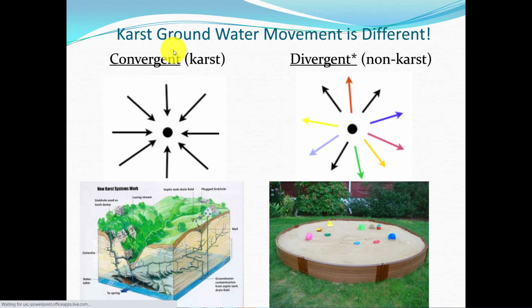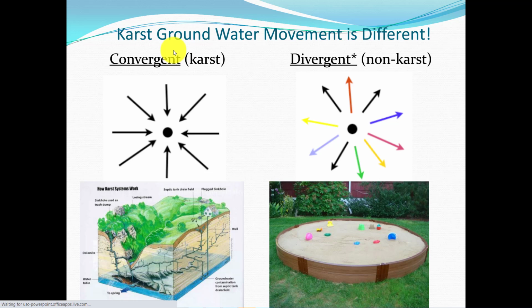So on the left, you have a convergent system, which is karst. Let's take a look at the right first. I think this one is the most intuitive. A divergent system. If you pour water out on your yard or in a sandbox, or in most types of geology around the world, that water is going to diverge. It's going to go away from a central point. That's what happens in a non-karst environment. Think of sand or sandstone, a typical rock type like that. But if you look over here on the left, karst is different. Karst leads to a convergent system.